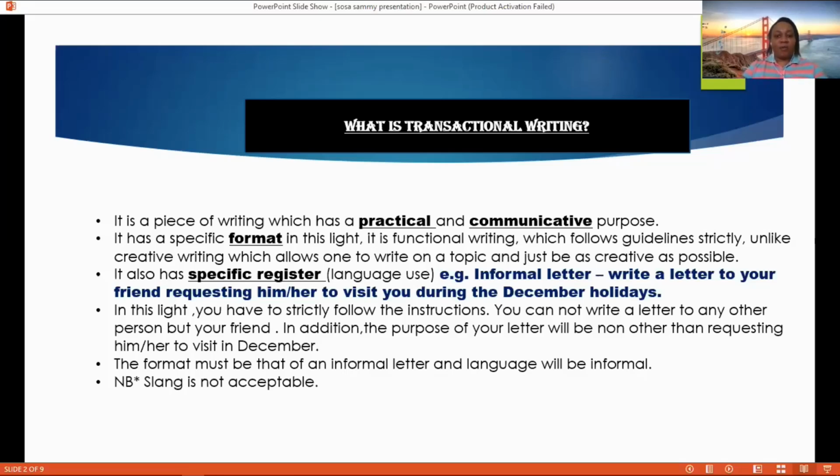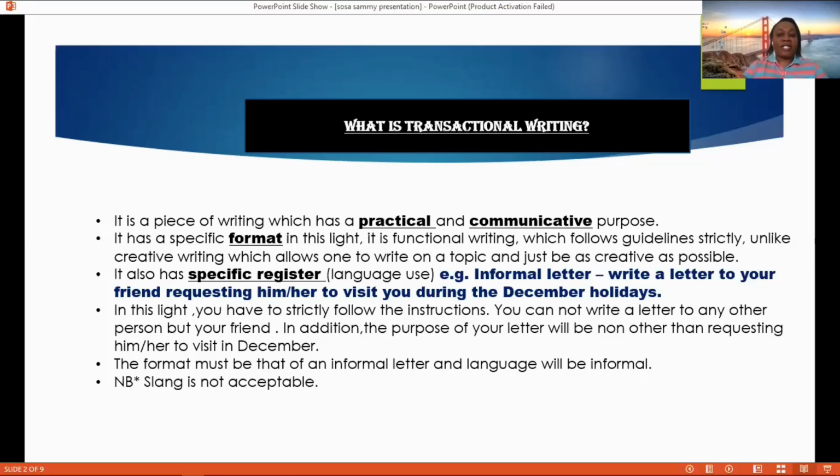Right, in addition, what is the purpose of this letter? What are we communicating in this letter? It will be none other than requesting your friend to visit you in December, not in June, but during the December holidays. And the format of this letter will be that of an informal letter. Remember, an informal letter has your address, then your salutation, you write your letter, and you end it by signing off to your friend. Then you write your name.